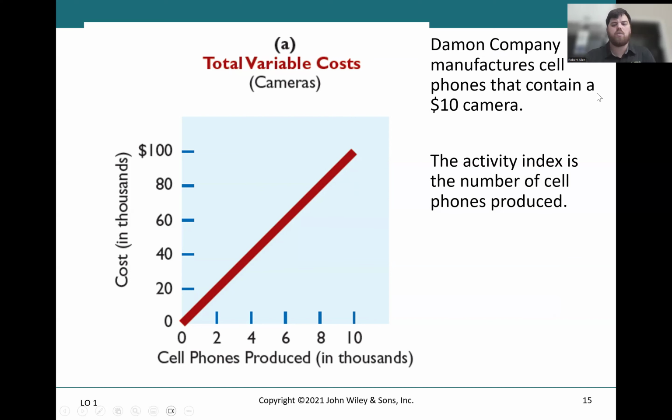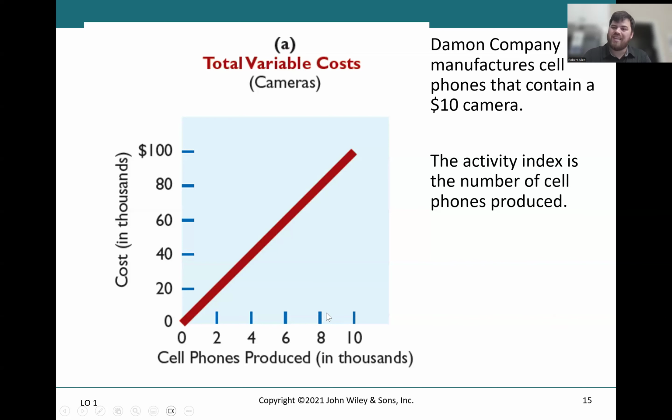So in this case, we have a company called Damon Company, and they manufacture cell phones that contain a $10 camera. On the bottom, on the x-axis, we're showing the number of phones produced, and on the y-axis, we're showing the cost in thousands. You can see here that when I produce 2,000 cell phones, my variable cost is $20,000. And when I produce 8,000 cell phones, my cost is $80,000.